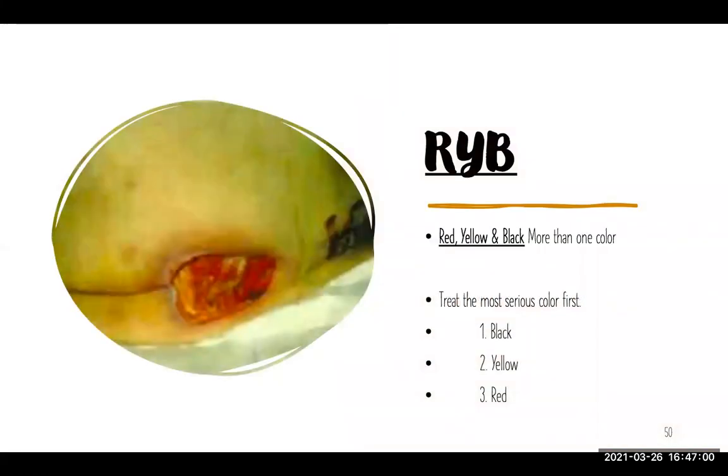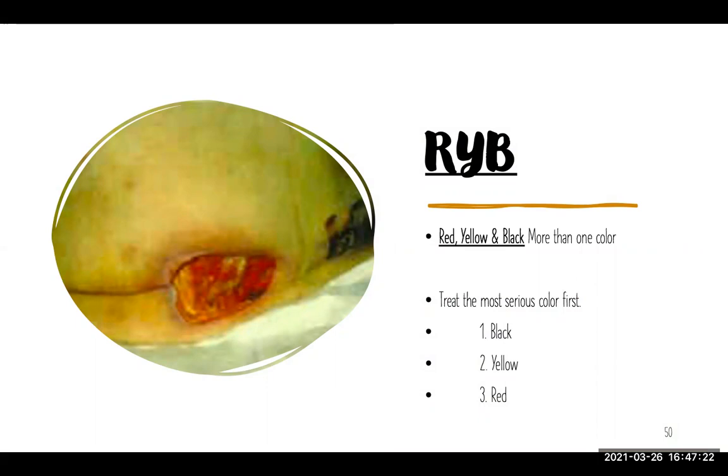So we're going to treat the black tissue off first. We have to get that black tissue away before we can try and get the wound bed clear. If it's yellow, we've got to clean that wound. That's the focus of that wound. It's going to be cleaning it, either debriding it again or just cleaning it.